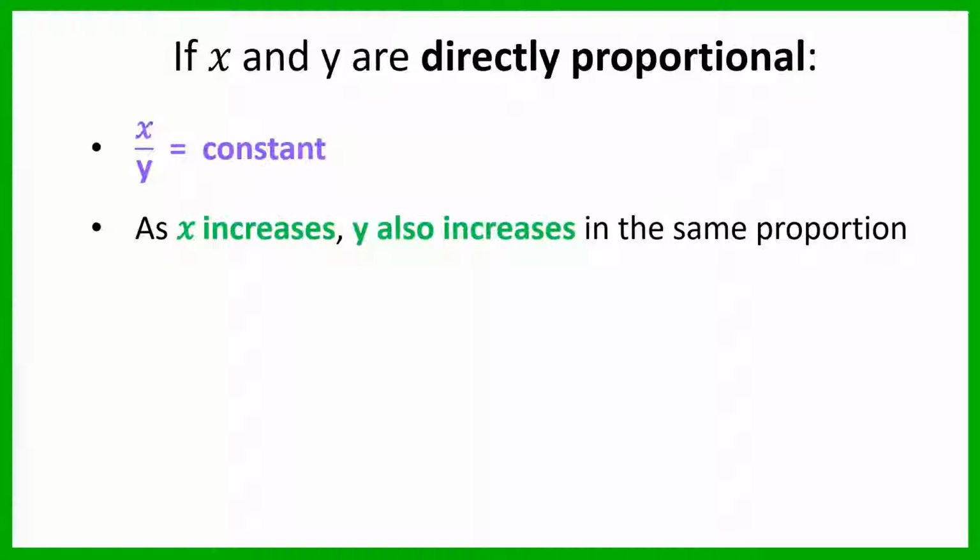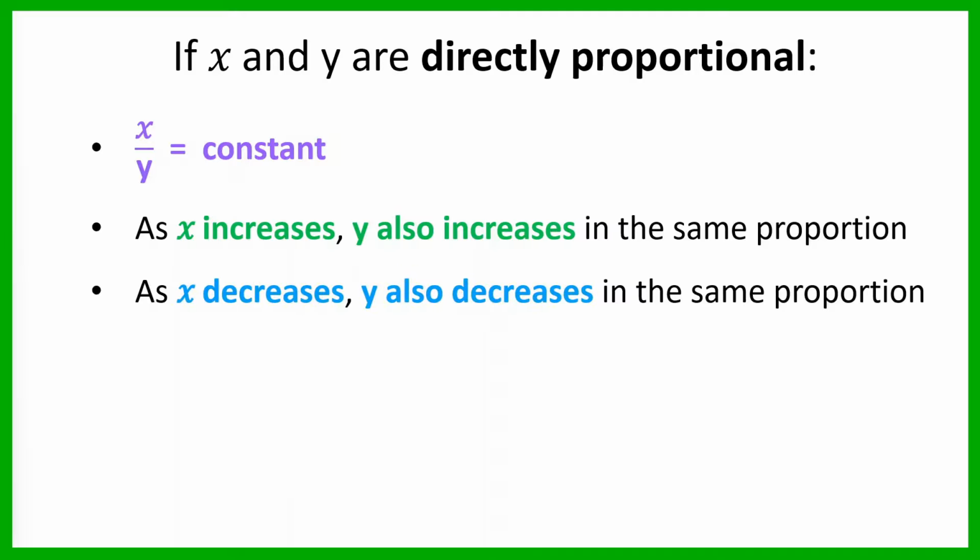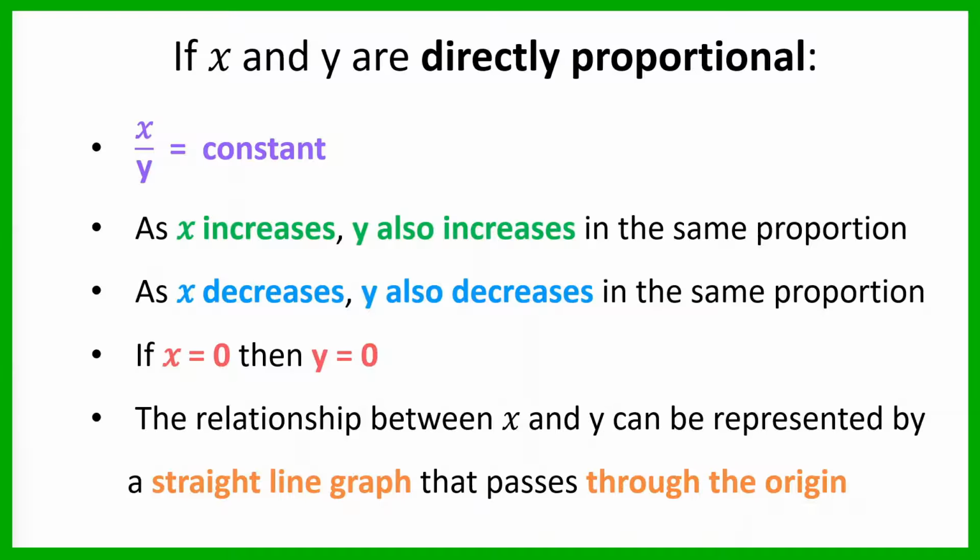If the one variable, x, increases, then the other variable, y, will also increase in the same proportion. And if the one variable, x, decreases, then the other variable, y, will also decrease in the same proportion as well. If x is equal to 0, then y will also be equal to 0. And the relationship between the two variables, x and y, can be represented by a straight line graph that passes through the origin like this.